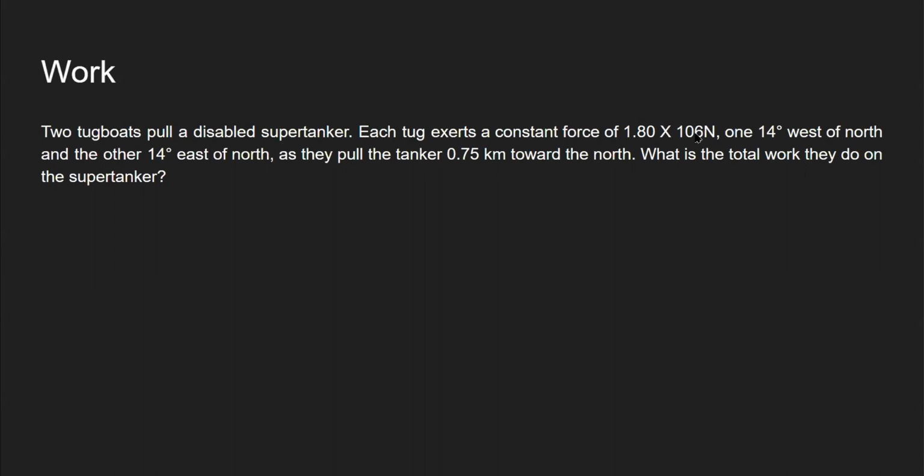One pulls 14 degrees west of north and the other 14 degrees east of north, as they pull the tanker 0.75 kilometer toward the north. What's the total work they do on the supertanker? So let's write the given data first.